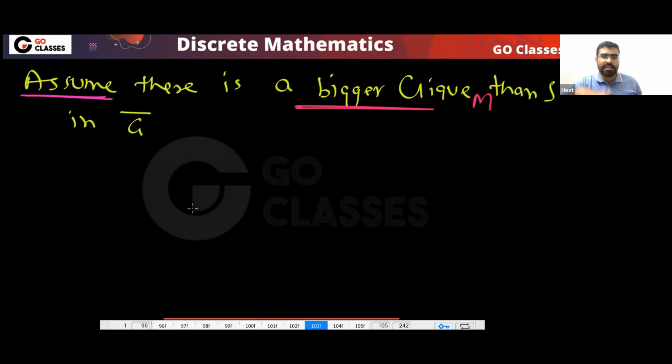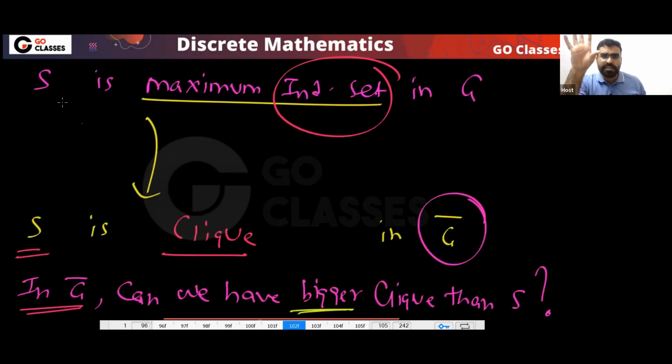If you assume there is a bigger clique, are you understanding the question? See, this S is a maximum independent set. Independent set means pairwise non-adjacent. So the vertices in S are pairwise non-adjacent, and in the G complement they will become pairwise adjacent, so they will become a clique. My question is, S is the maximum independent set here, but can I guarantee that this will be the maximum clique? So in G complement, can we have a bigger clique than S?